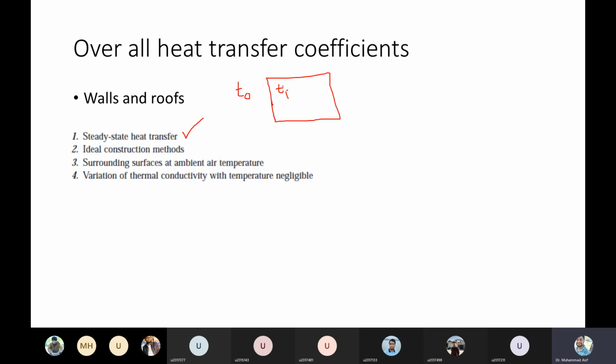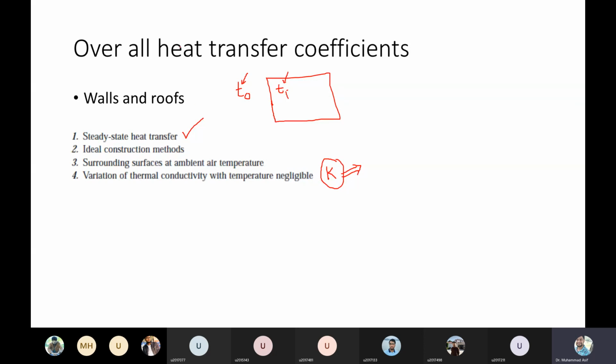Let's say the inside location has a different temperature, and the outside has a different temperature. But this temperature will not change with respect to time. Similarly, this temperature will not change with respect to time. And we will use an ideal construction method. Similarly, the other assumption is that the surrounding surfaces are at ambient temperature and the variation of thermal conductivity with temperature is negligible. In other words, we will use a constant value of thermal conductivity, because for the application of air conditioning, normally we use the building structure.